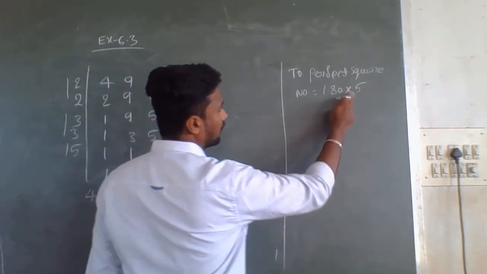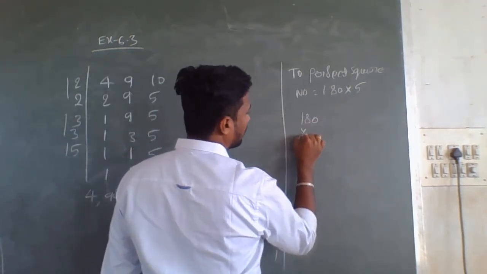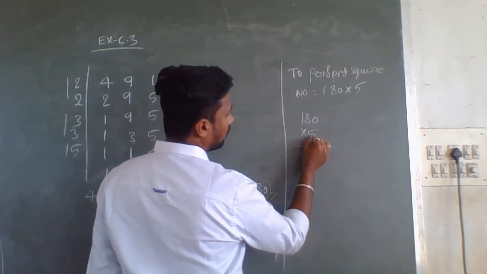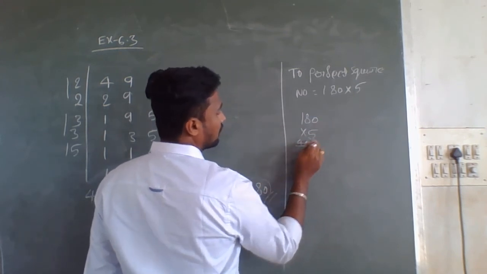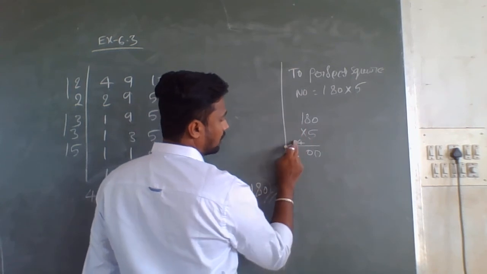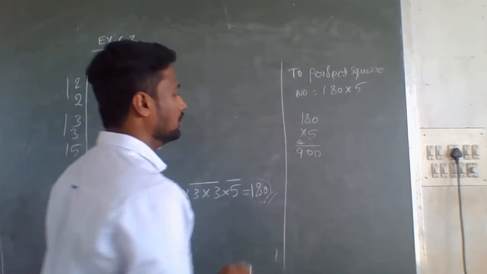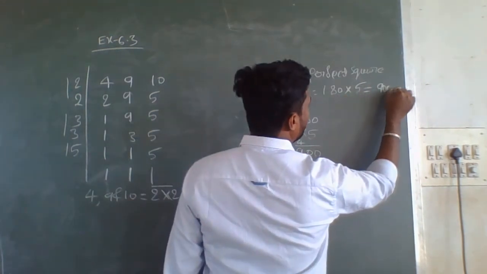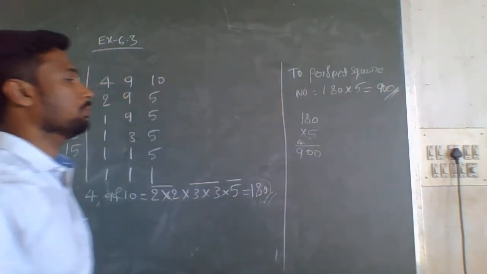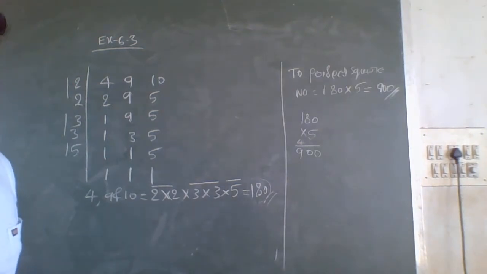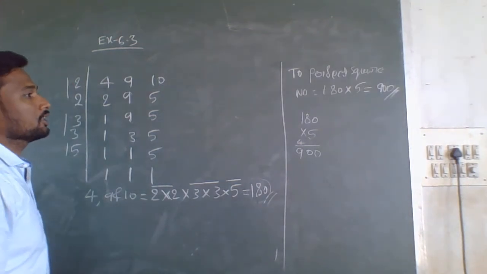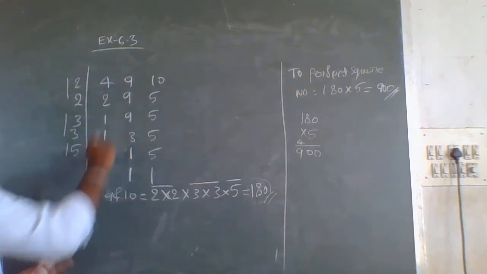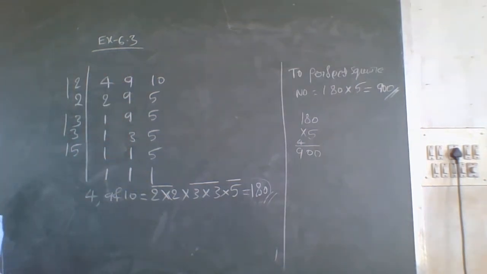So when you multiply 180 with 5, here I will calculate 5 into 0 is 0, 5 into 8 means 40. So 4 is carry, 5 on the 5. So 5 plus 4, 9. So we got 900 here. So 180 into 5 means 900. So 900 is the perfect square number, and this is also the smallest perfect square number which is divisible by 4, 9 and 10. Okay. So now I will move to the next problem, the last one.